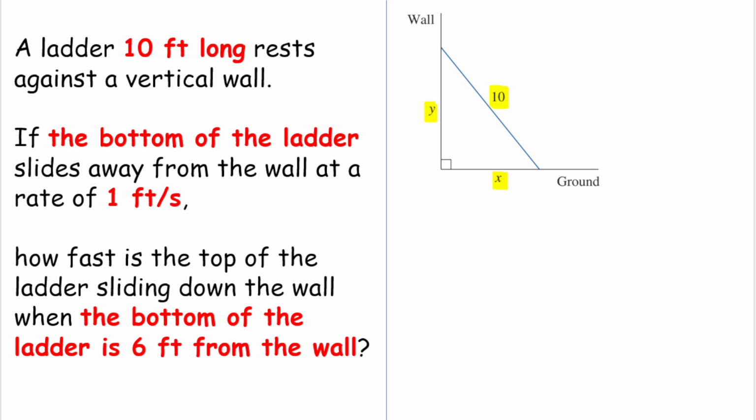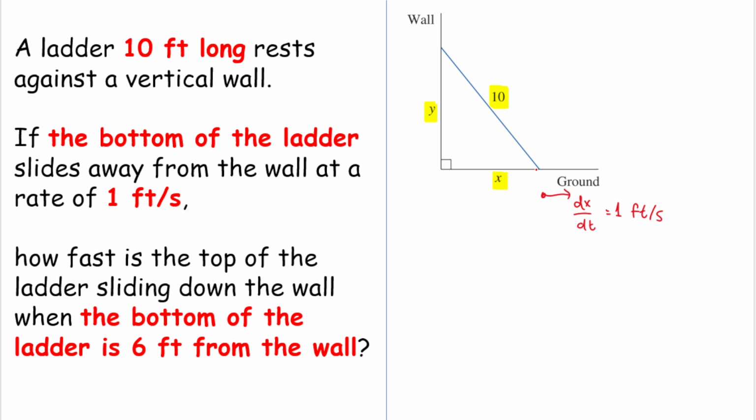If the bottom of the ladder slides away from the wall at a rate of 1 feet per second. Okay, so remember that rate is the derivative of position over time. So it's moved to the right, right? Because it is away from the wall. So we will have our dx over dt here. And the value is 1 feet per second.